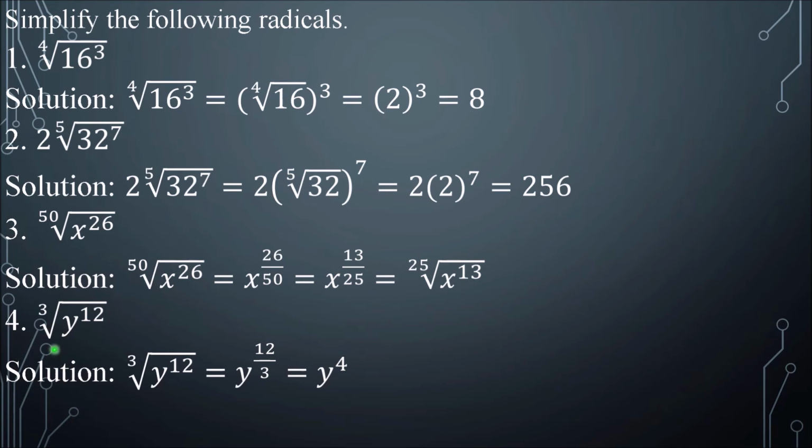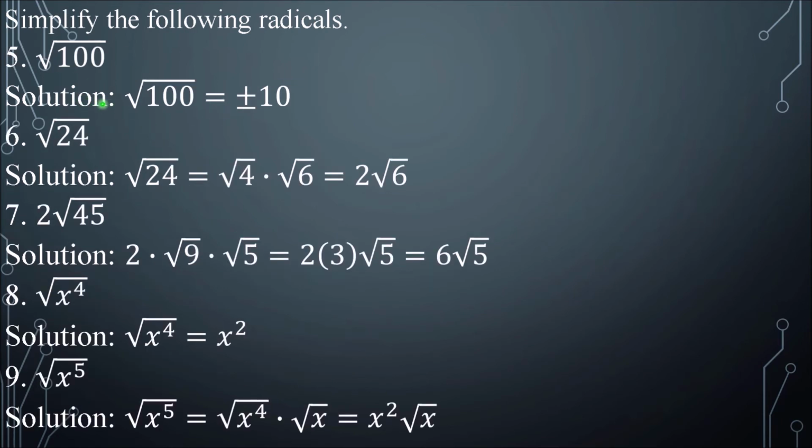Number 4, cube root of y raised to 12. Again, change this to an exponential expression, just like this one. So y raised to 12 over 3. So again, 3 is the denominator, 12 is the numerator and the exponent. So 12 over 3 is just equal to 4. Therefore, cube root of y raised to 12 is just equal to y raised to 4.